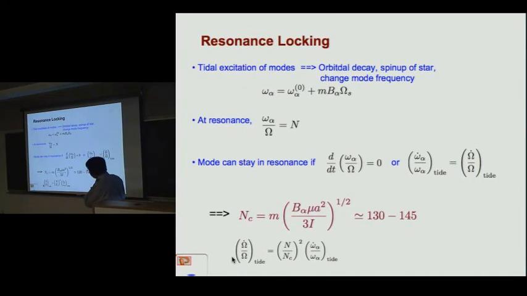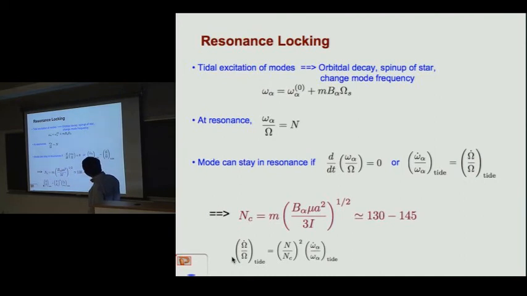Right, okay, so suppose you are in a resonance. The orbital energy is constantly being transferred from the orbit to the star. The orbit is shrinking. At the same time, when you excite the modes, you also spin up the star, because when you excite the mode, you transport angular momentum also.